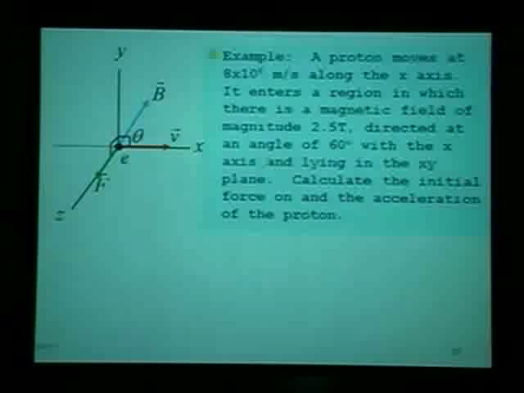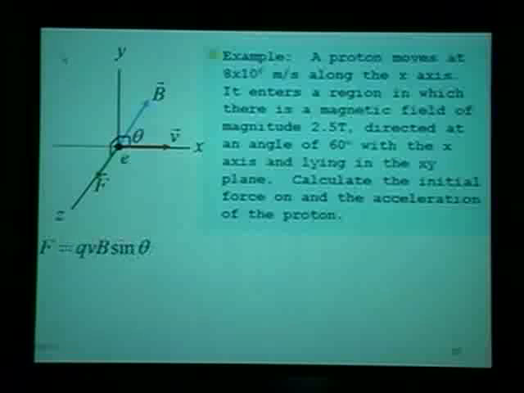Now, even before we do anything, I could do the right-hand rule. The proton is a positive charge, and I would see, pointing in the x direction, closing toward the B field, that the force is going to be out towards you in the positive z direction by the right-hand rule.